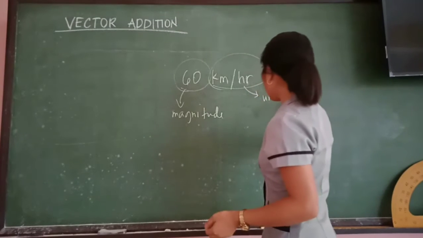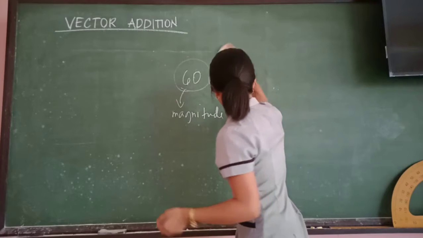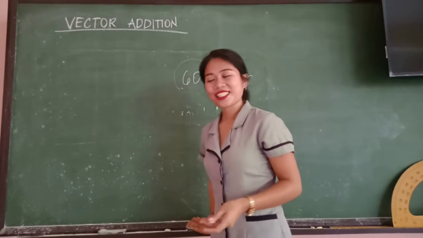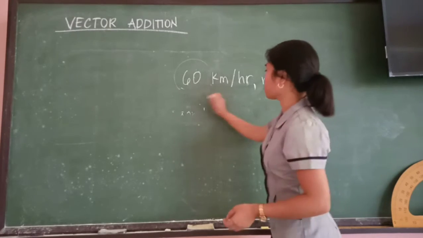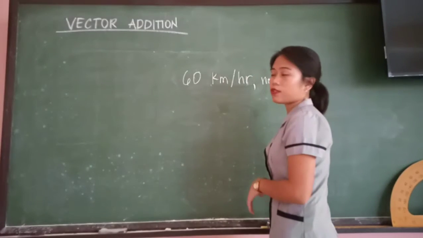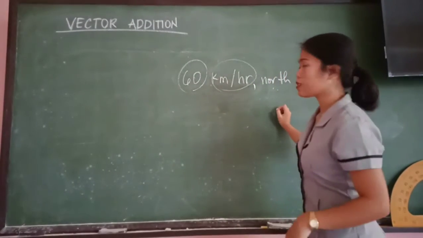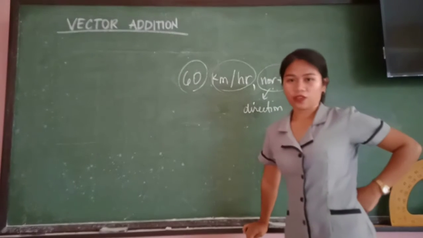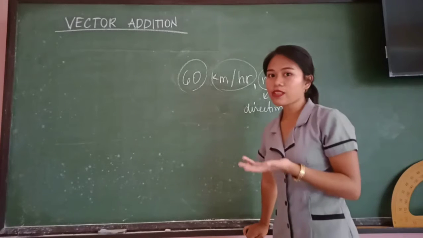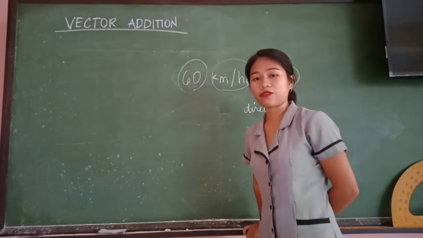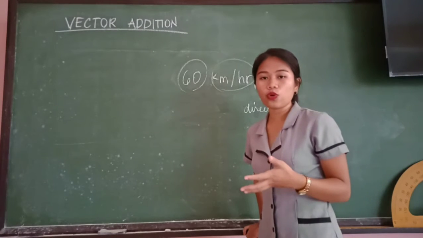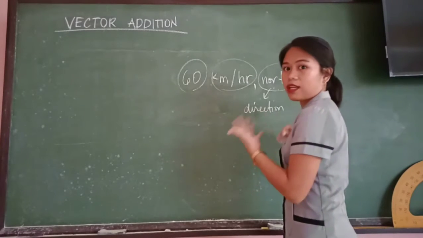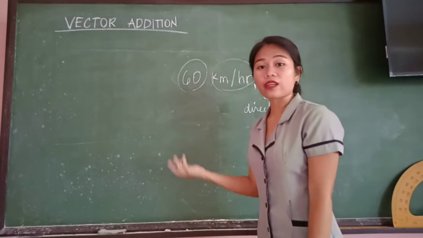Next, let's say a car is moving 60 kilometers per hour directed north. You look at the quantity, it involves, again, the magnitude, the corresponding unit, and the direction. That is how simple it is to differentiate a scalar quantity from a vector quantity. You only have to take note of the presence or the absence of direction. When the direction is present, that quantity is of course a vector quantity.